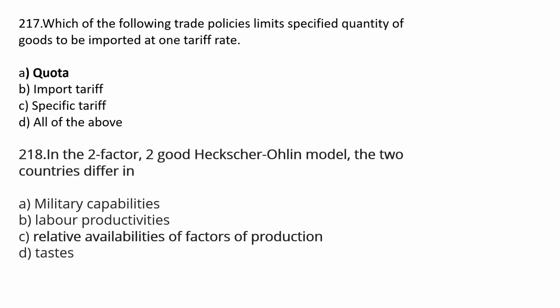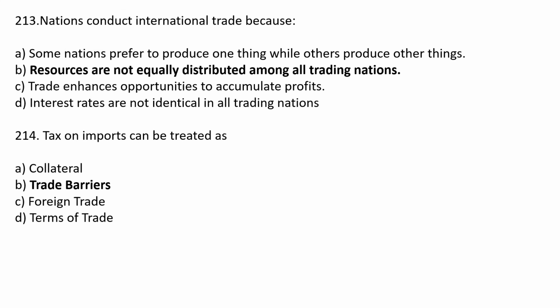In the two-factor, two-good Heckscher-Ohlin model, the two countries differ in option A military capabilities, option B labor productivities, option C relative abilities of factor of production, option D taste. The correct answer is option C relative abilities of factor of production.